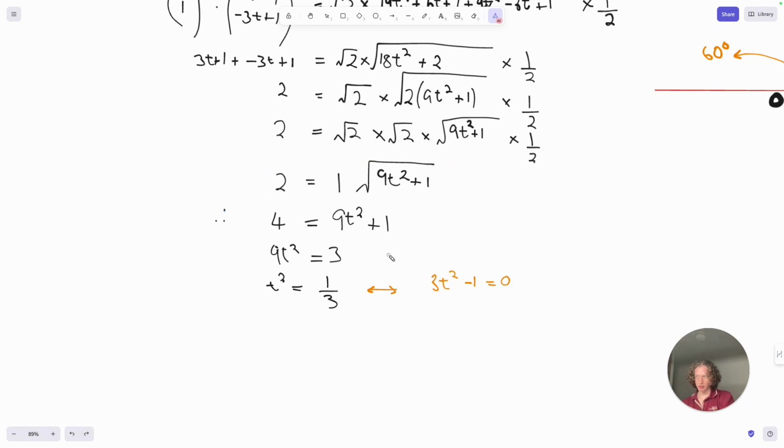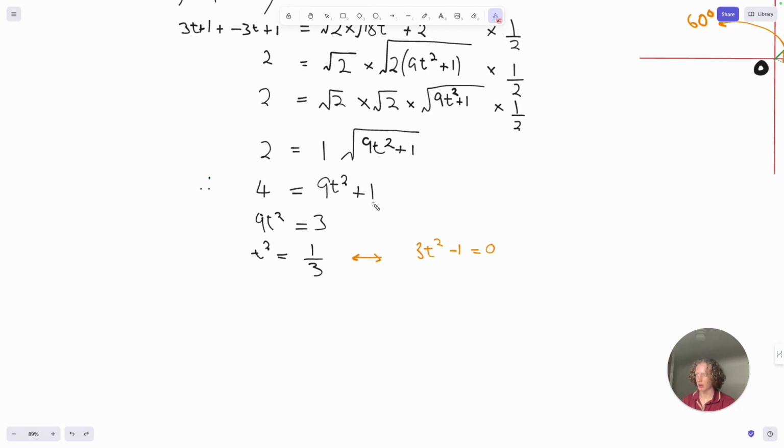So I just went ahead and solved it for t. And so I squared both sides here. Squaring this side gives you 4. Squaring this side gets rid of the square root, so you get 9t squared plus 1. Pretty simple from here. I'm moving the 1 to the other side, and then dividing by 9. And 3 divided by 9 is just a third. So I get t squared is a third.